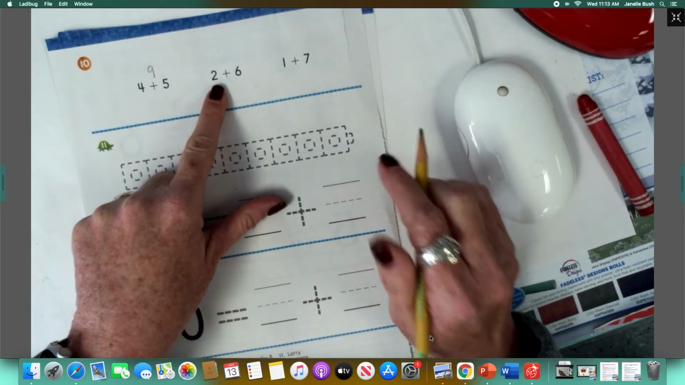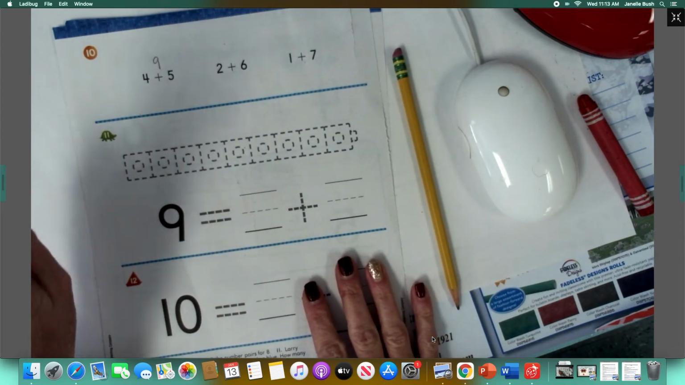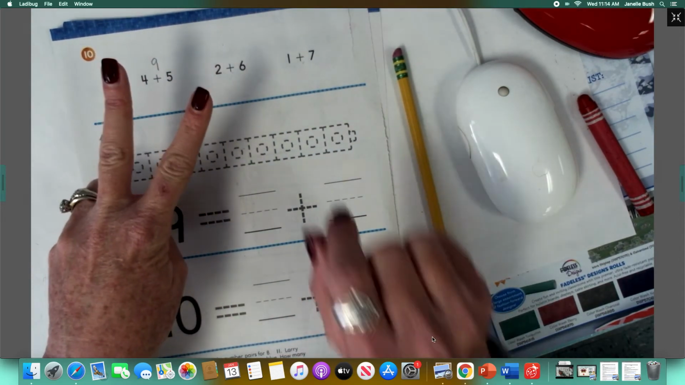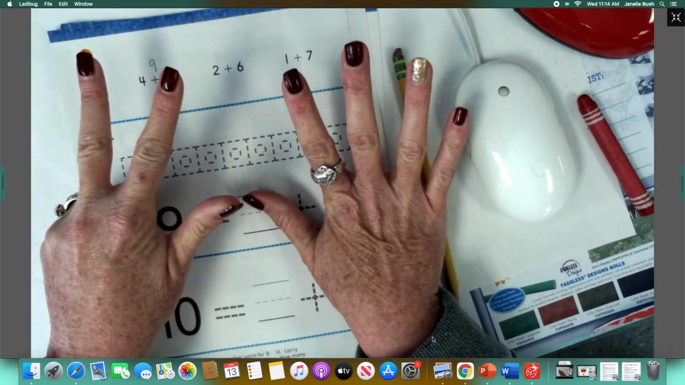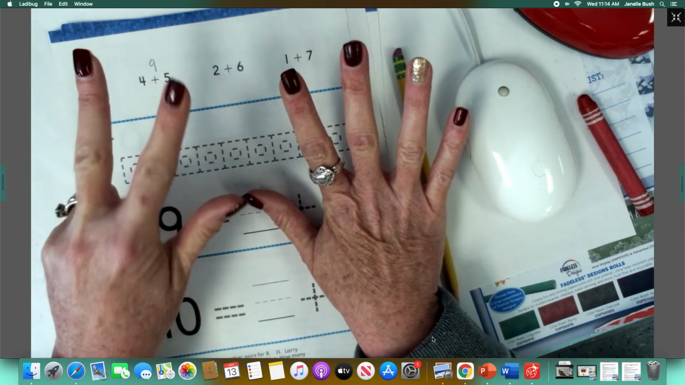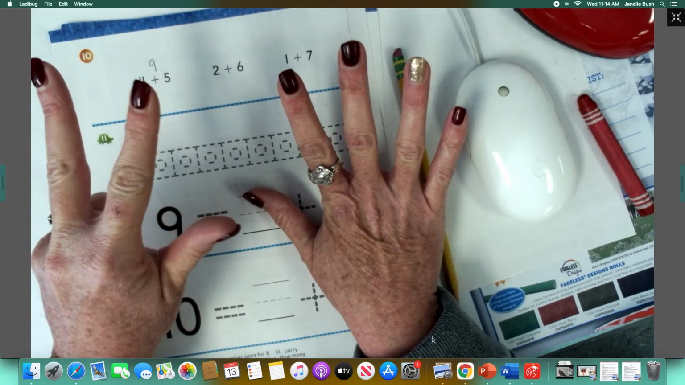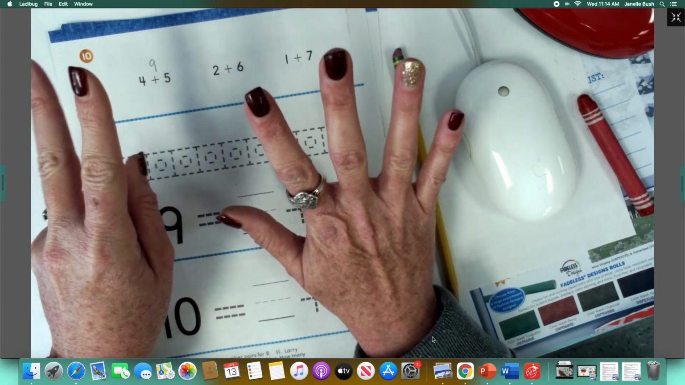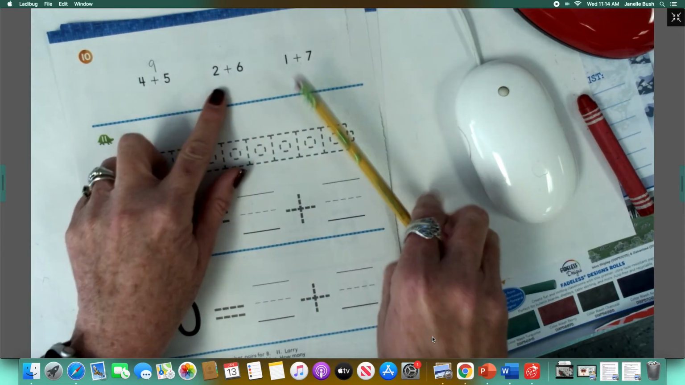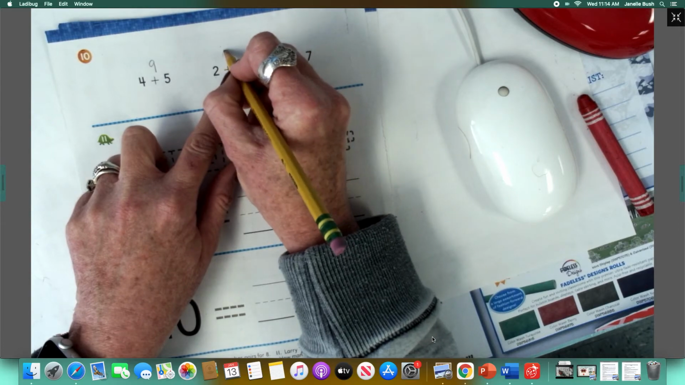Okay, the next is 2 plus 6. So I'm going to do 2, 5, and I don't have 6 fingers on this hand, so I'm going to add 1 more to this side. All right, 2 plus 6. Ready, set, count. 1, 2, 3, 4, 5, 6, 7, 8. So 2 plus 6 equals 8.